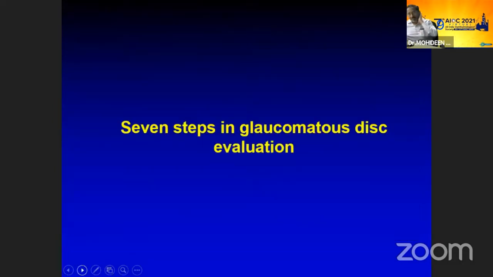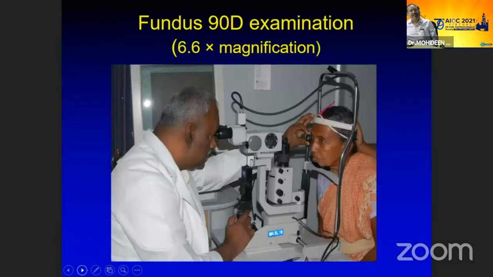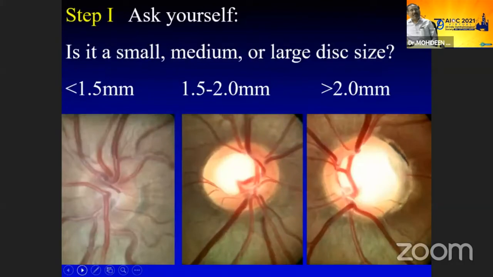There are 7 steps to diagnose glaucomatous disc damage. The first thing is the 90-diopter examination. After the patient looks straight at your ear, you can see the disc directly. If you use the 90-diopter lens, the magnification is 0.76. The first step is to ask the disc size. Is it small, less than 1.5? Is it bigger, 1.2 or more than 2? Once you know the size, it is small, medium, or large.